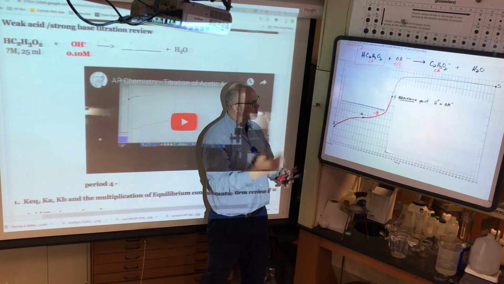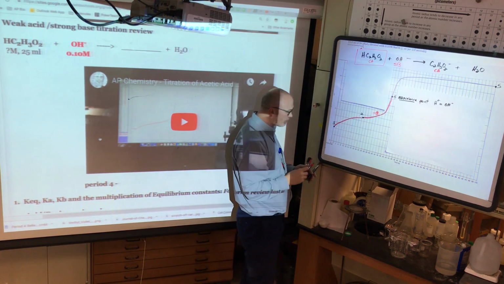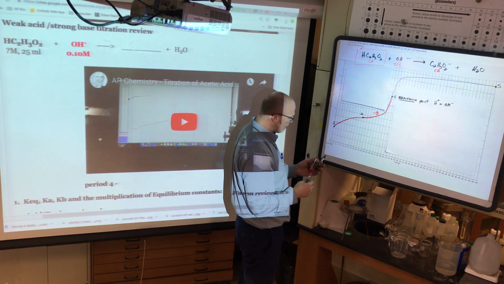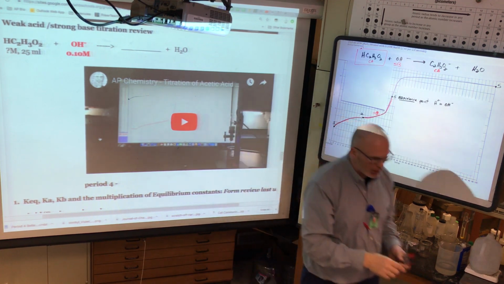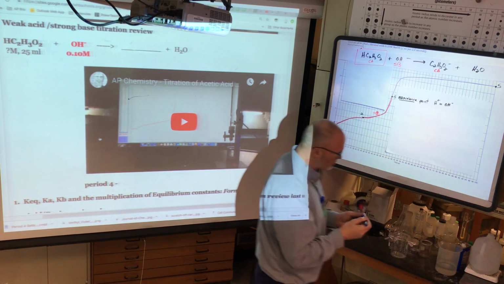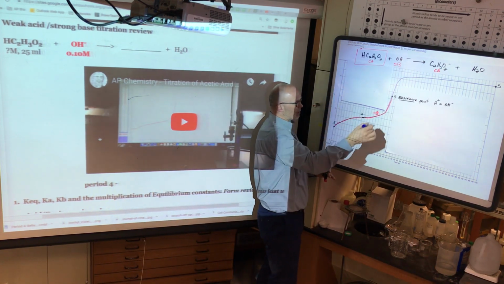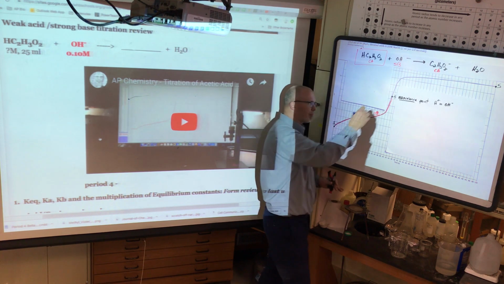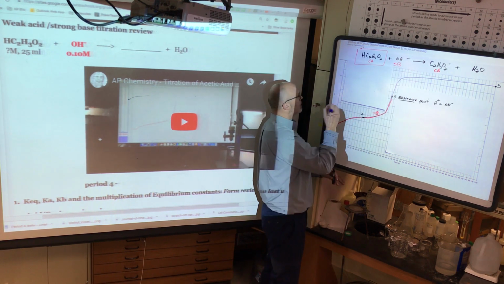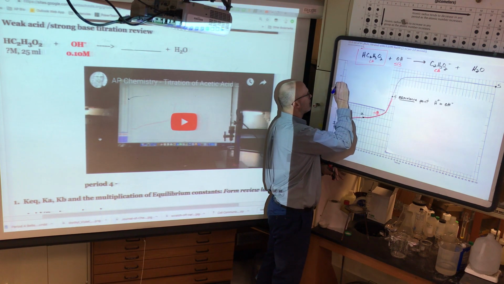Now if you don't understand what's going on here, what we're doing is taking a base that's in a burette. Of course, we can have this written the other way. We could be dropping an acid on a weak base, but in this case, you can see the pH going up, we're adding a base. And so to visualize, we have a burette here, dropping hydroxides.